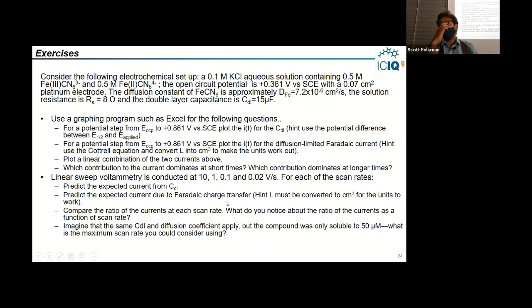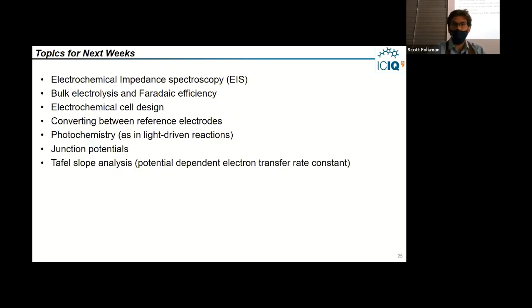And you'll notice that you can't do too fast of scan rates because eventually your double layer capacitance will swamp out your signal from the Faradaic charge transfer. And that has implications for the use of microelectrodes. And so we can talk a little bit more about that next week.